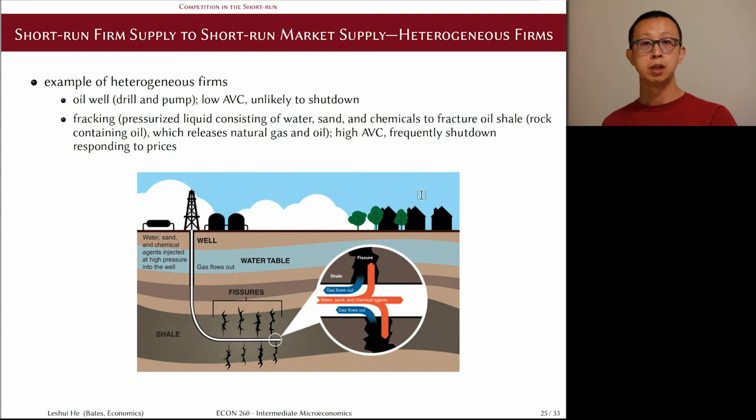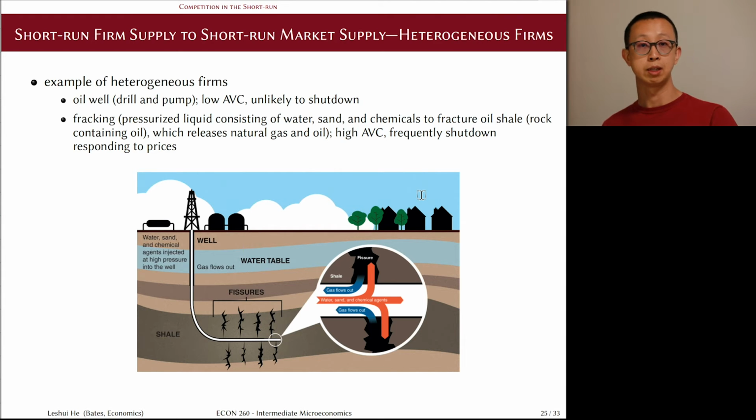Our textbook gives a wonderful example of heterogeneous firms with different average variable cost. In oil production, firms use different technologies. The traditional method uses oil wells that drill very deep into the ground or the seafloor to pump out oil constantly. The drilling process involves very high upfront cost in identifying oil fields and drilling, but very low variable cost in pumping the oil out.